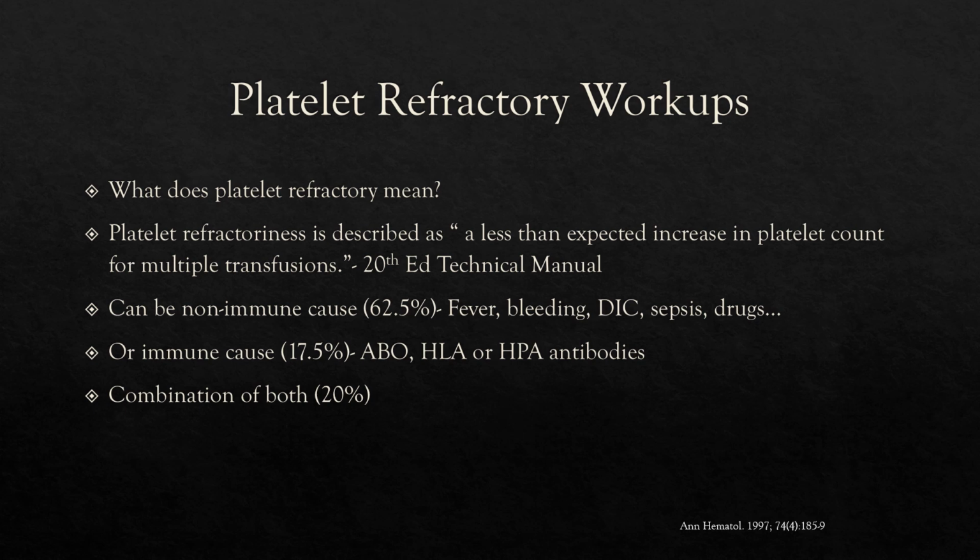The most common cause of immune platelet refractoriness is due to HLA class I antibodies. This is estimated to be about 30 to 40% of immune-related refractoriness. The generation of antibodies against HLA antigens occur in about 7 to 55% of patients after platelet transfusion. These antibodies are usually detected within the first 2 weeks of exposure.